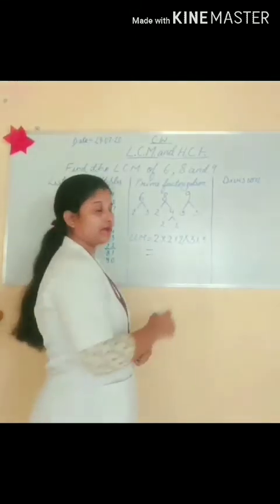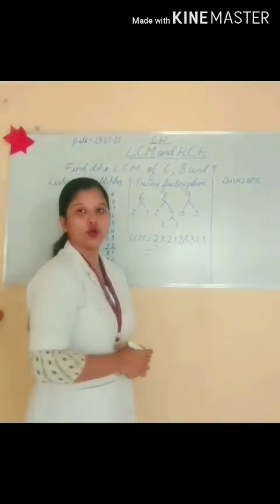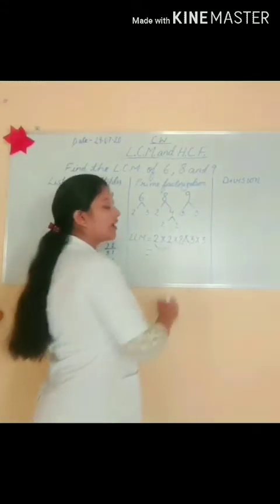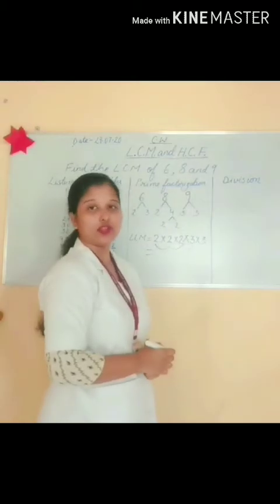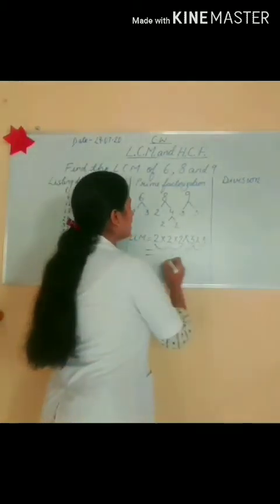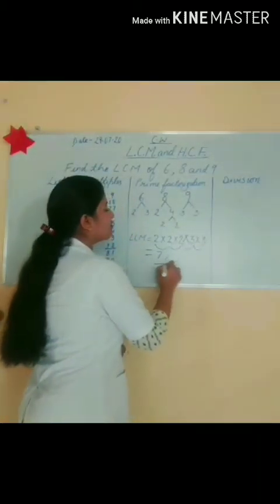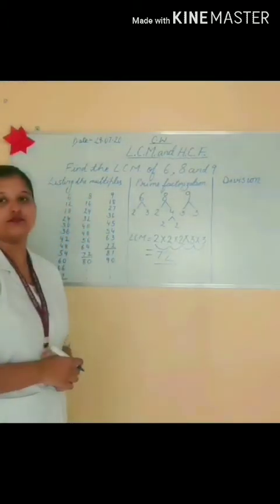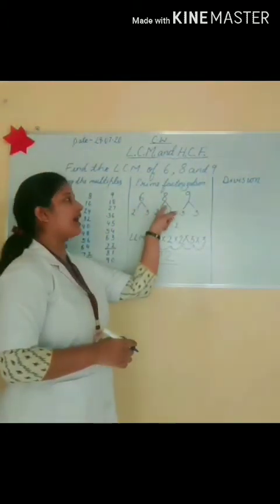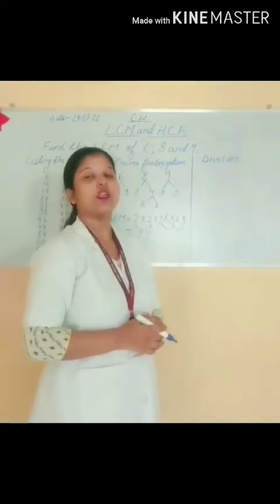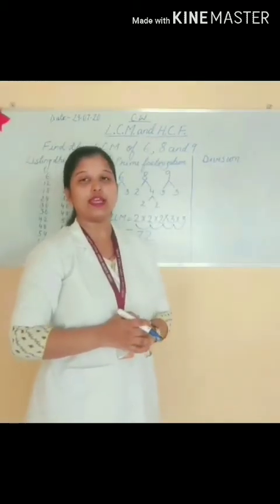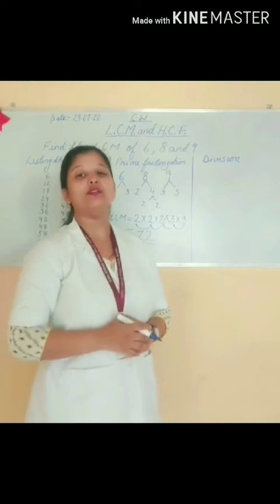Now let us multiply. 2 into 2, 4. 4 into 2, 8. 8 into 3, 24. And 24 into 3, 72. So 72 is our LCM. So the LCM of 6, 8 and 9 is 72. Now our next method of finding LCM is the division method.